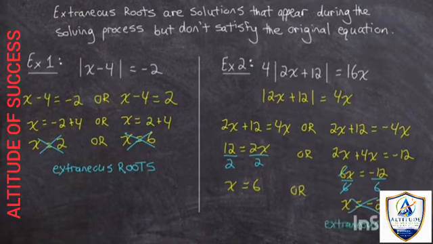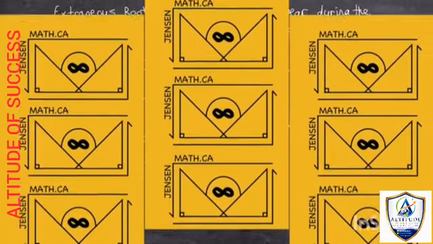And some things to look out for that might cause extraneous roots are if you have an absolute value equal to a negative number. We know that's not possible. Absolute values are always non-negative. And also, if you see a variable inside the absolute value, but also outside the absolute value, that could create some extraneous roots as well.